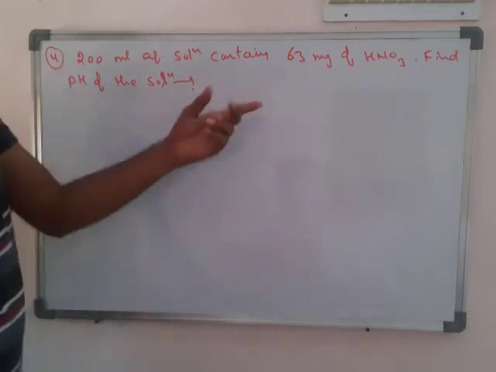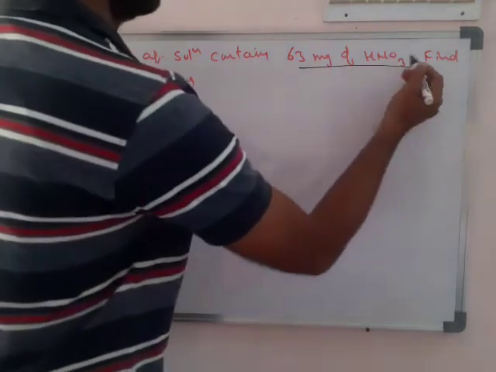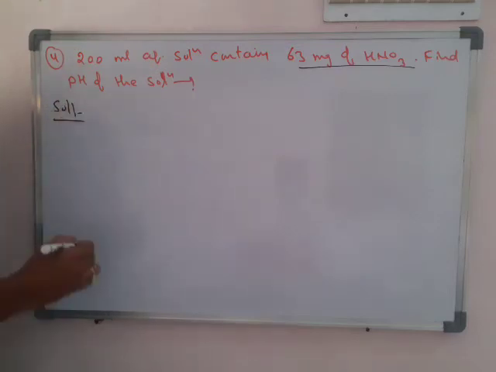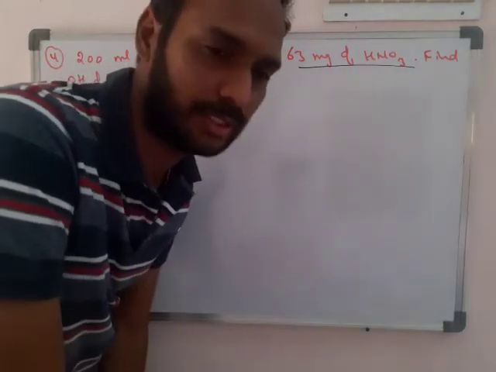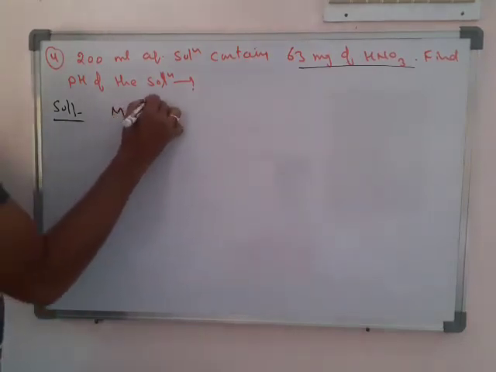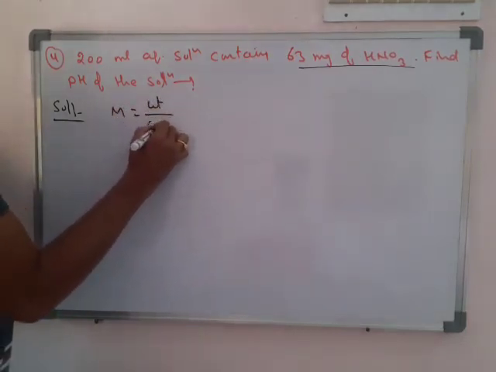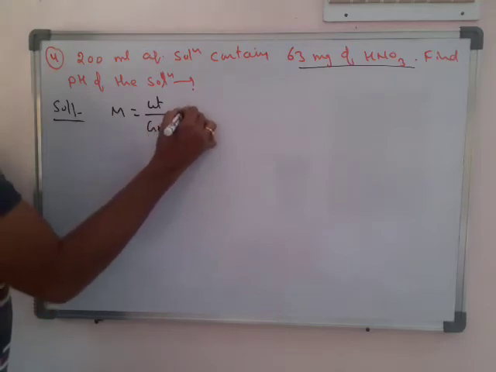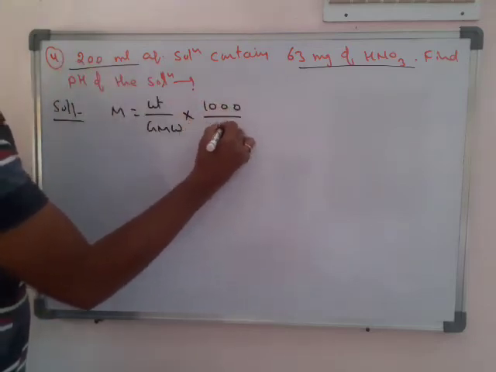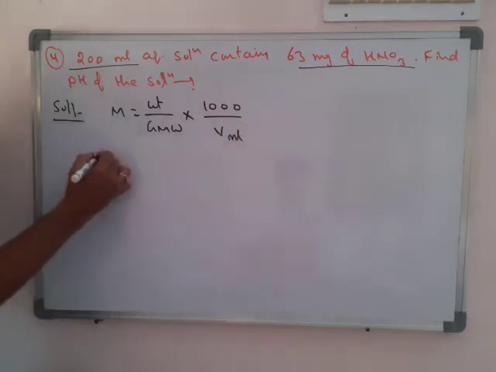We know that HNO3 is directly an acid, but its concentration is not given. At first we have to find the concentration, in terms of molarity. Molarity is equal to, what is the formula? Weight by gram molecular weight, and the volume is given in milliliters, so 1000 by volume in milliliters.